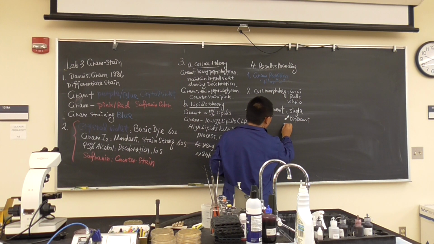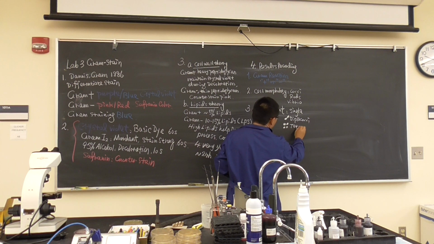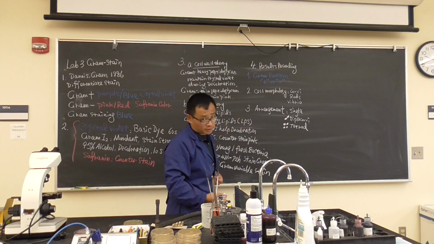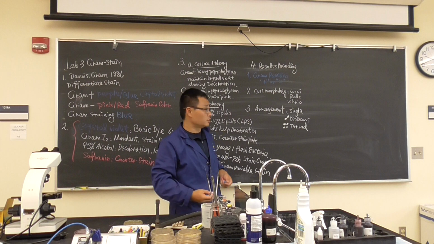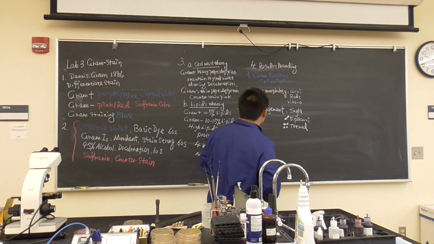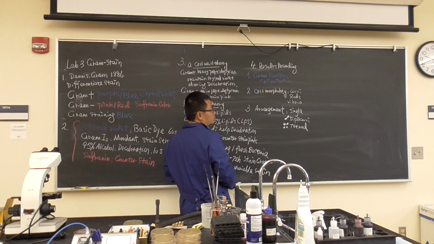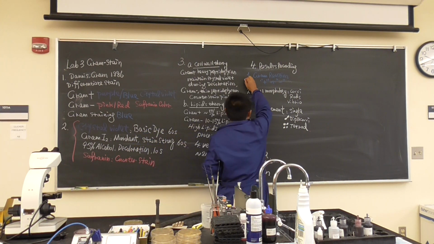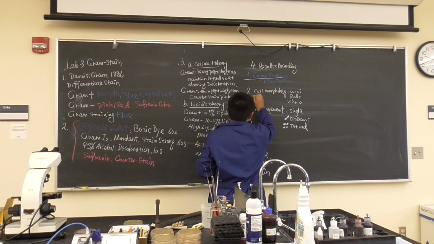It also could be 4 of them stacked together. We call it tetrad. And it also could be 8 of them stacked together. We call it a sarcina. Okay, we'll mention that in the lecture. So these are the 3 important ingredients for the recording: gram reaction, cell morphology, and arrangement.